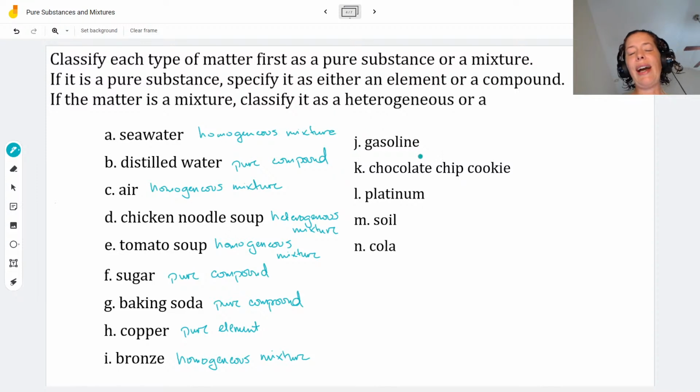Okay, so let's go on to J, gasoline. Oh, this one is a little bit tricky. It kind of depends on how much chemical knowledge you actually have. Gasoline is obviously a product that is made from the refining of crude oil, and it is actually a certain set of compounds. So gasoline is a mixture. Now, if you have a can of gasoline, can you tell where the mixture starts or stops? No, you can't. It's definitely homogeneous. So this is a homogeneous mixture.